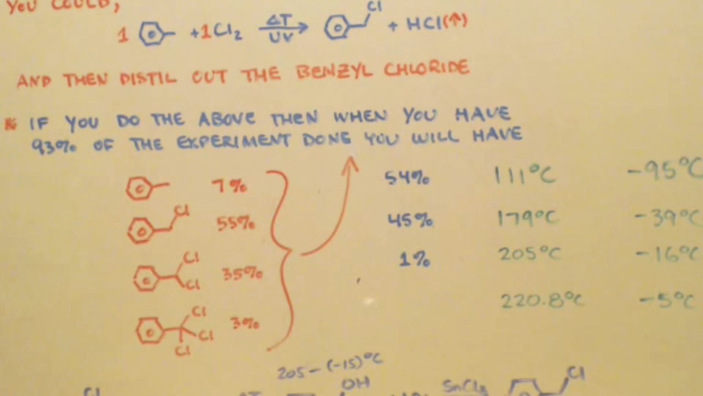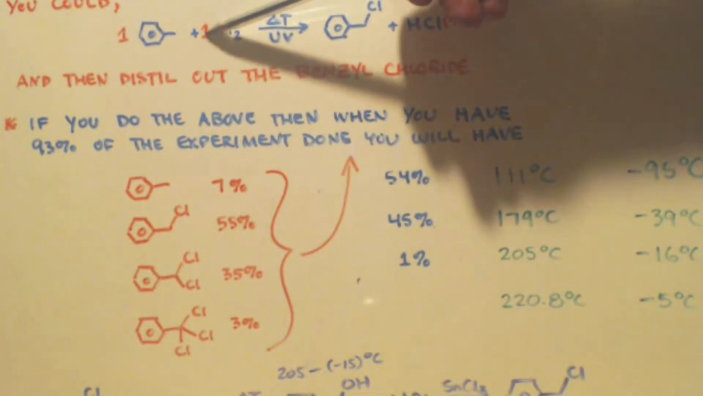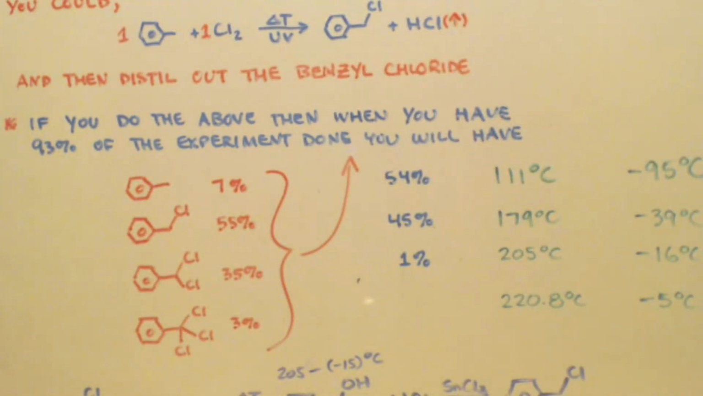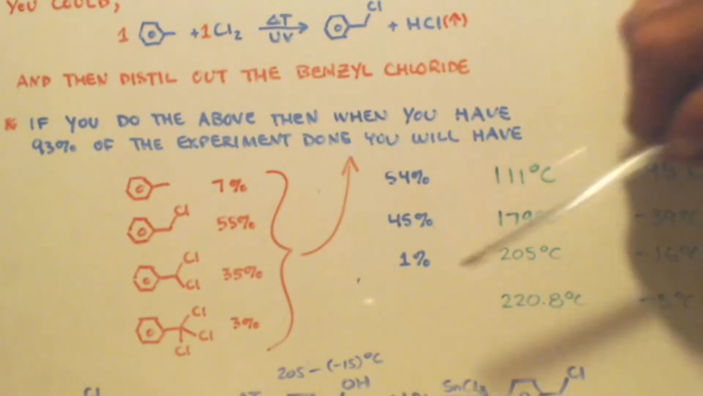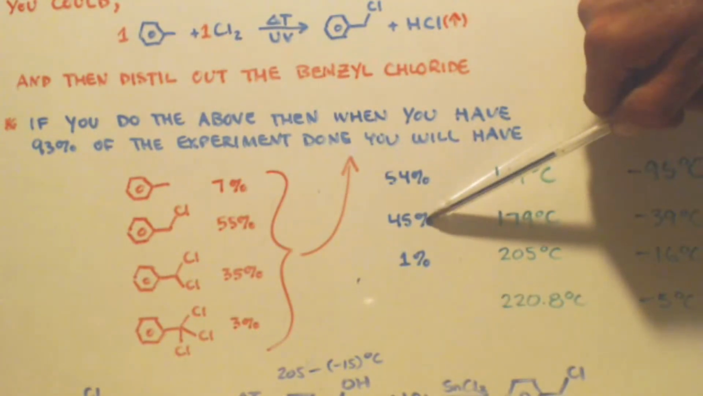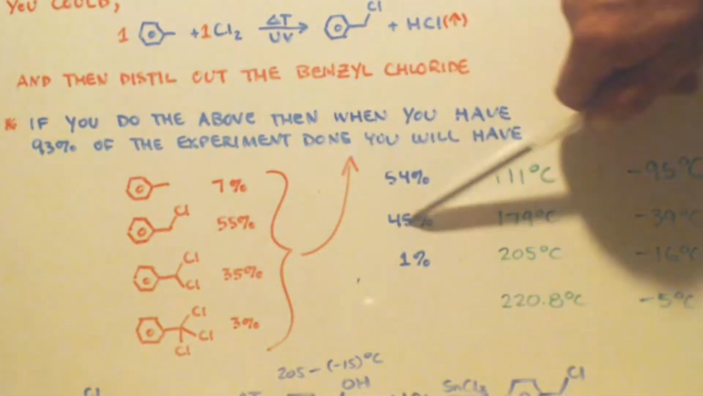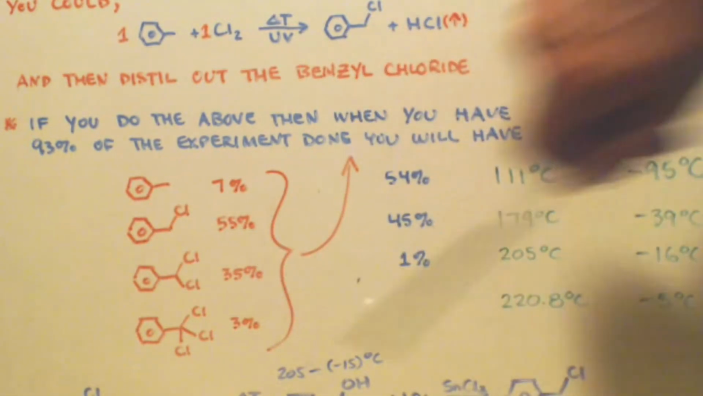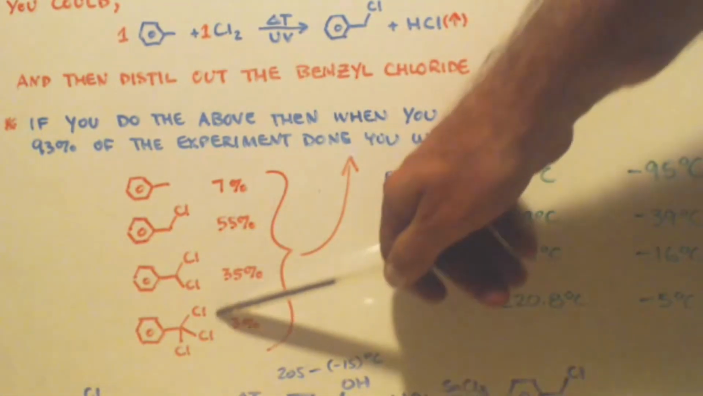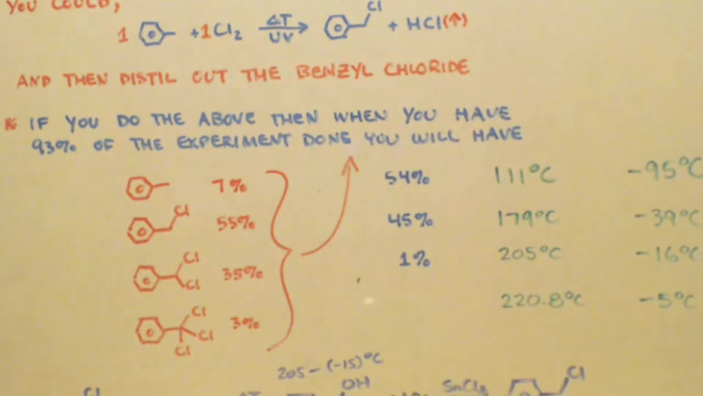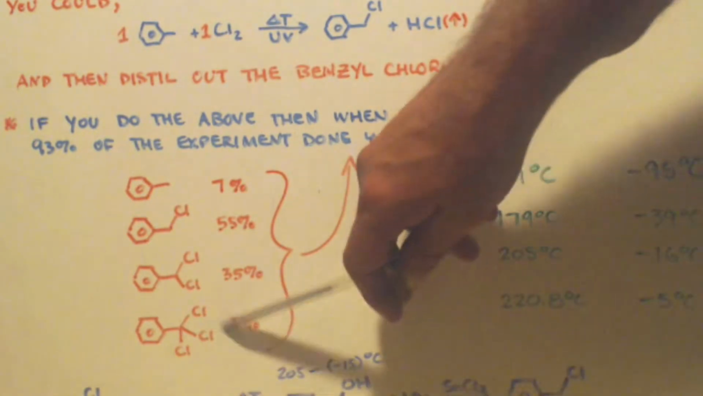Let's say I put in 46% of the chlorine I needed, 1 mole of toluene and only 46% of a mole of chlorine. 45% of it is what you want, and only 1% is benzyl chloride, and none is benzotrichloride, or whatever that's called. You don't get any of that.